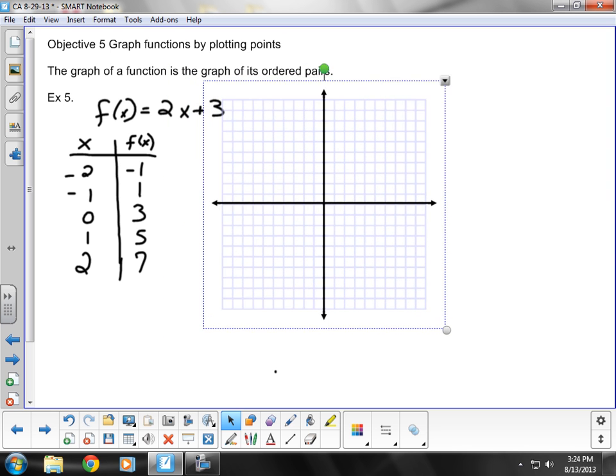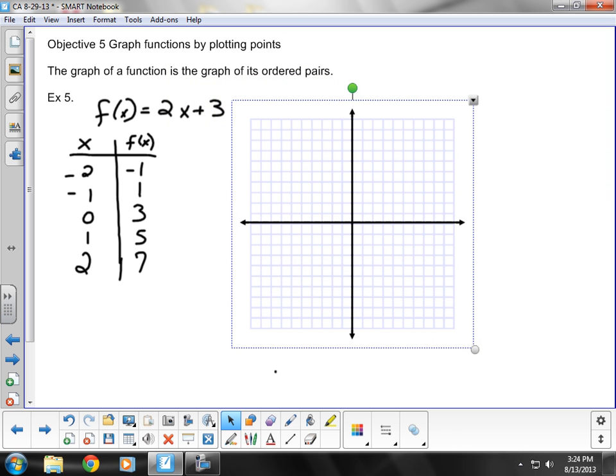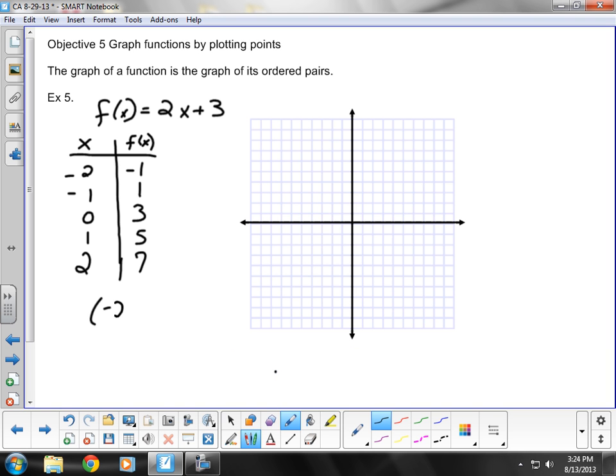make that a little smaller. So when I plot those points, I go from the origin, this ordered pair here, which is -2, -1, means I go to the left 2 and down 1, and there's my first point. Then I go to the left 1 and up 1. I go neither left nor right, and then up 3. And then over 1 and up 5. And then over 2 and up 7.